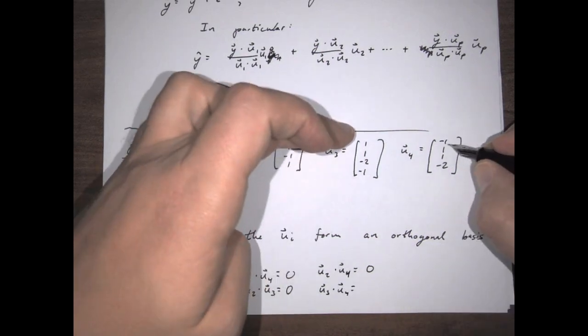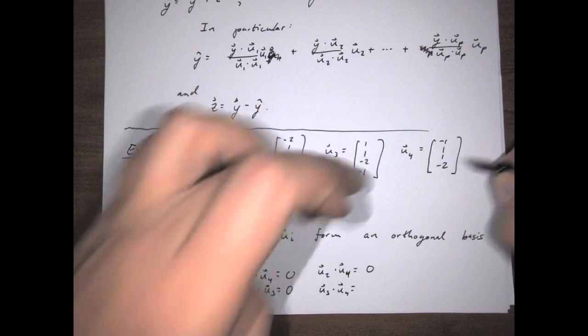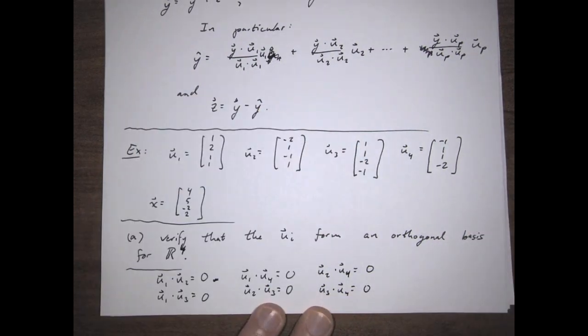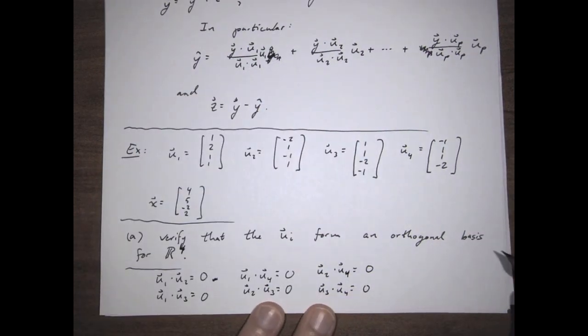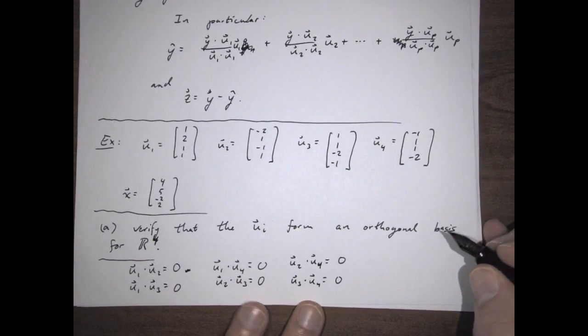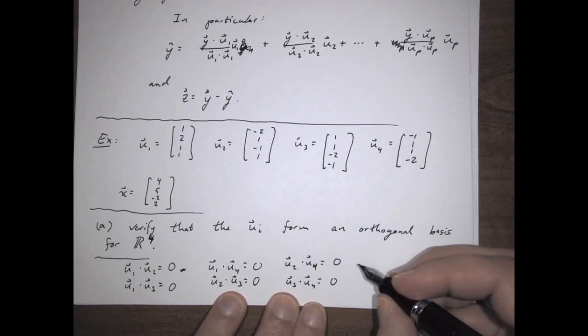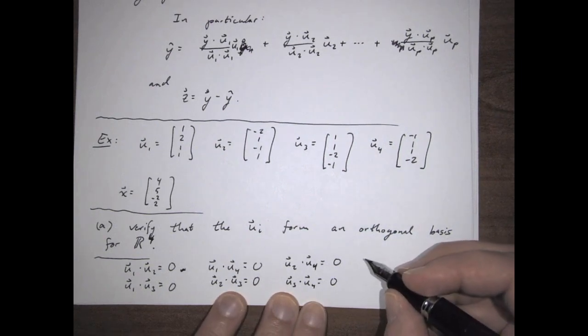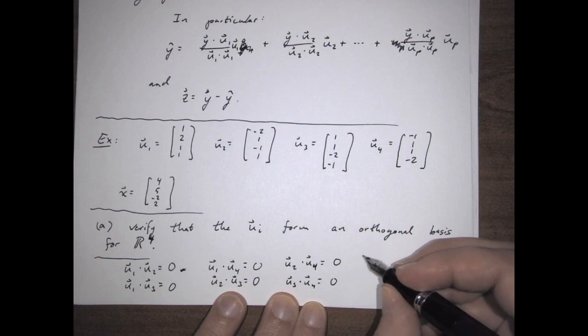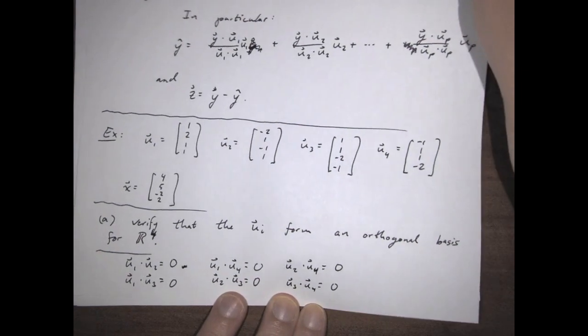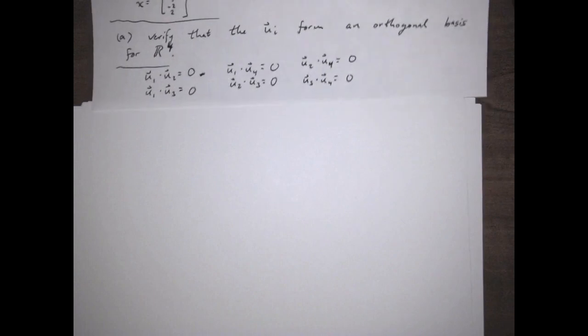That's going to be -1 plus 1, -2 plus 2. And so, since they are all orthogonal, and that means they're linearly independent, and since there are 4 of them, they are a basis for R4. So let's just put that on the record.